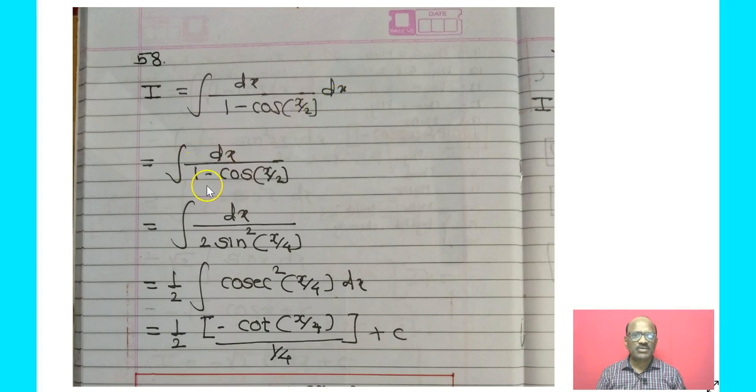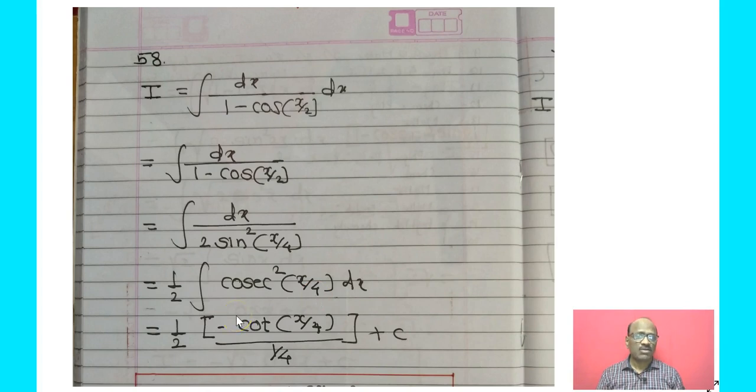That is the integral dx upon 1 minus cos of x by 2. It becomes 2 sin square of x by 4, whatever the angle divided by 2. The angle is x by 2, so it becomes x by 4. That is 1 upon 2. What is the reciprocal of sin square x by 4? It's cosec square x by 4.